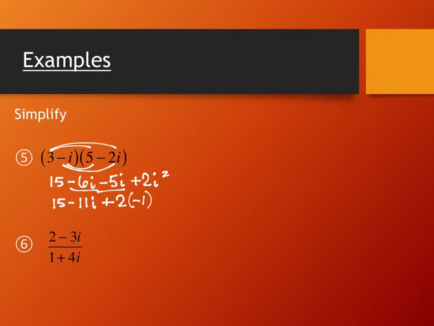Now, do you have to write it that way? No. If you see that you have 2i squared and you just change it to negative 2, that's fine. I mean, that's what's going to happen here, right? I'm going to have 15 minus 11i, and I'm going to have minus 2. And I have one more piece where I can combine these two together. The 15 and the negative 2 is going to give me 13 minus 11i.